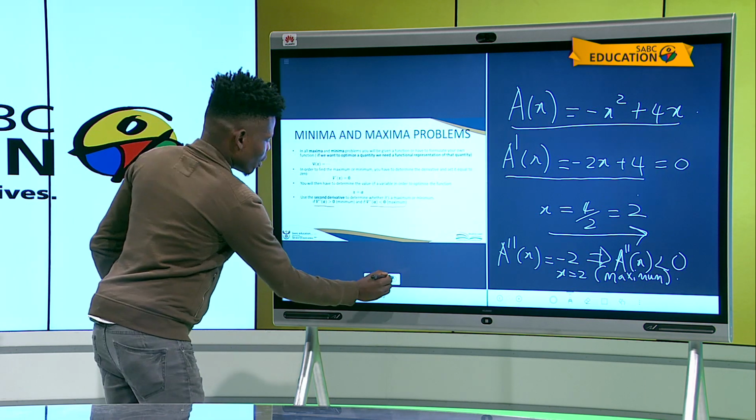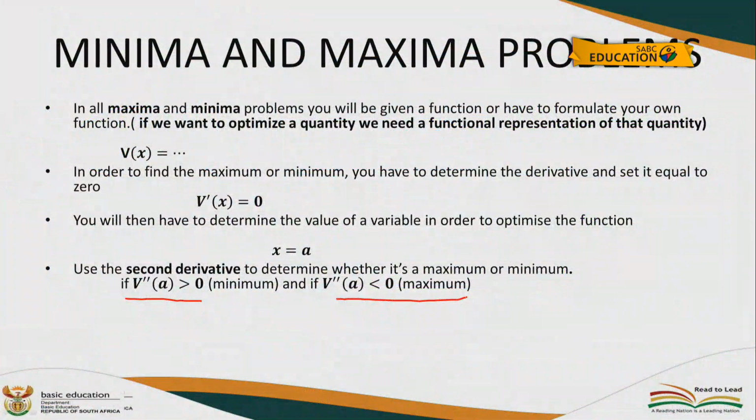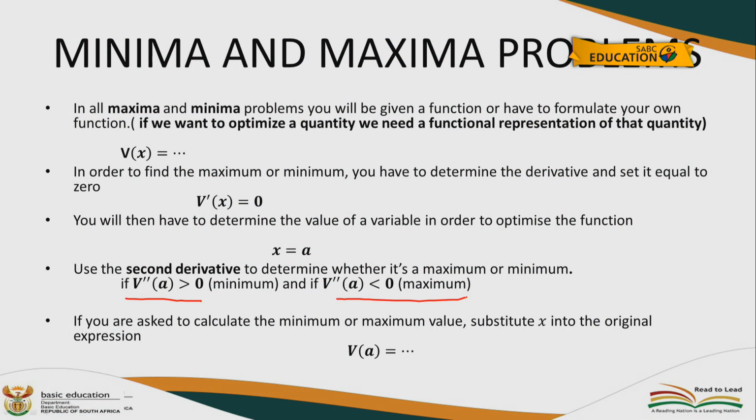Now, in some questions, you can be asked to calculate the actual minimum or maximum value. How do you do that? What you are going to do is substitute the value of the variable where you have either a minimum or a maximum into the original expression. And then you solve it, and you will get the actual maximum or minimum value.